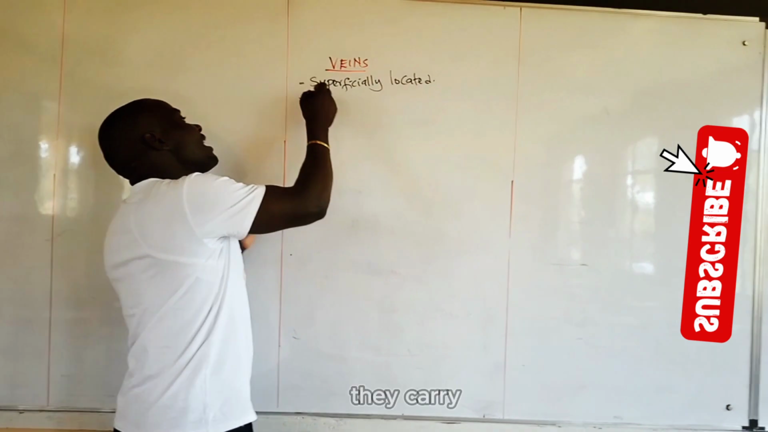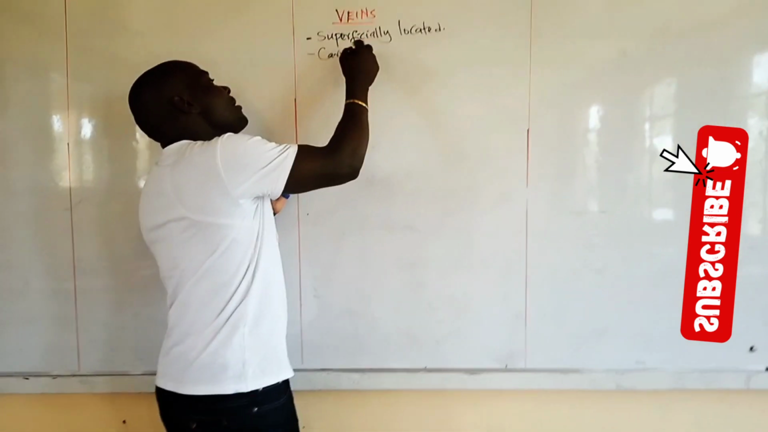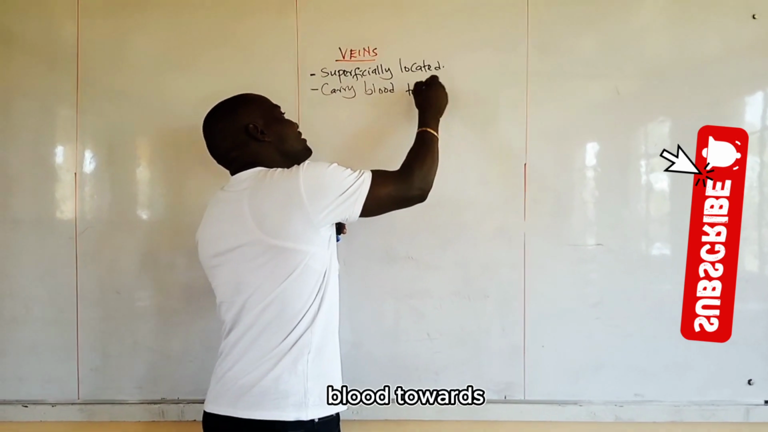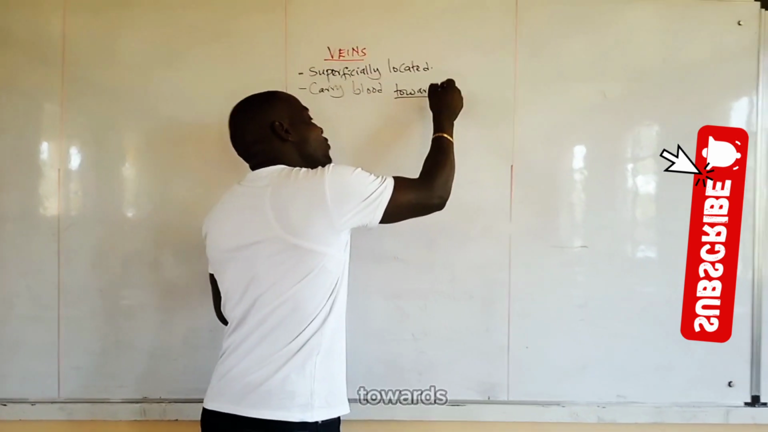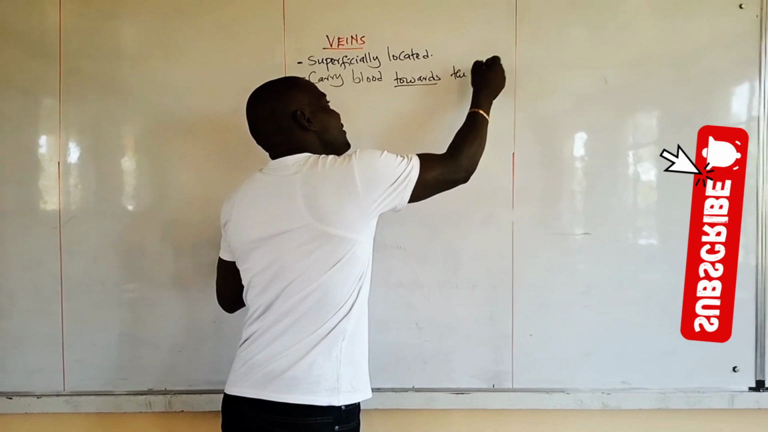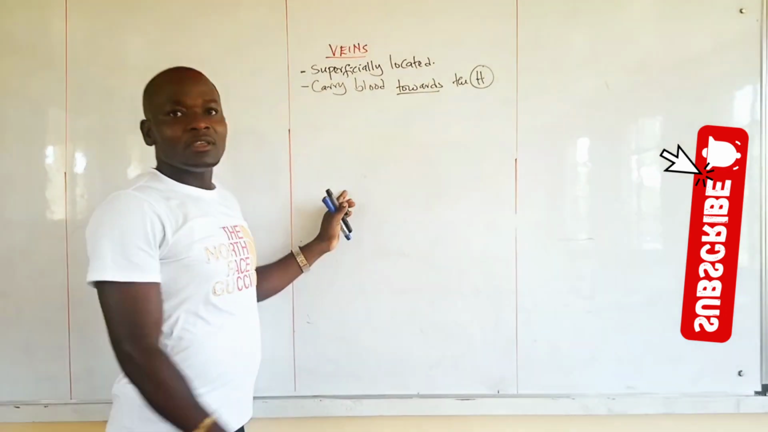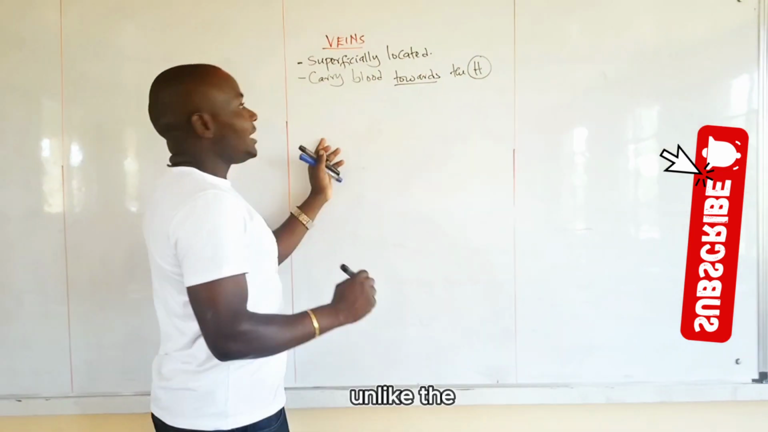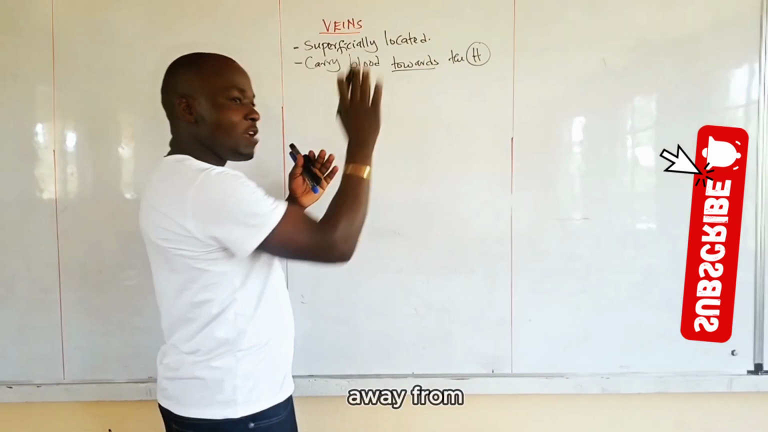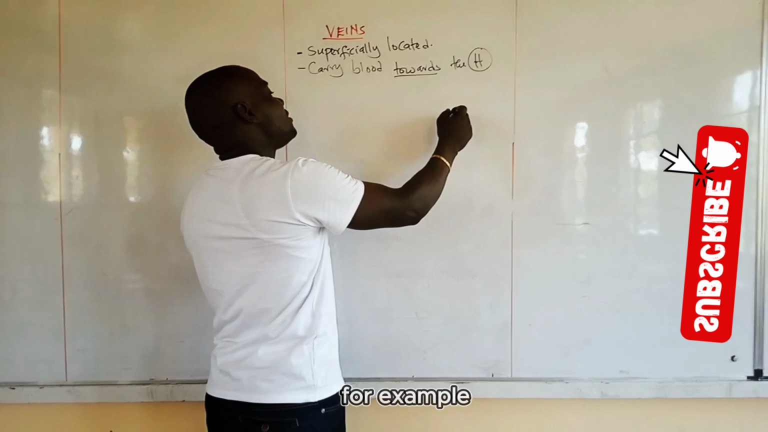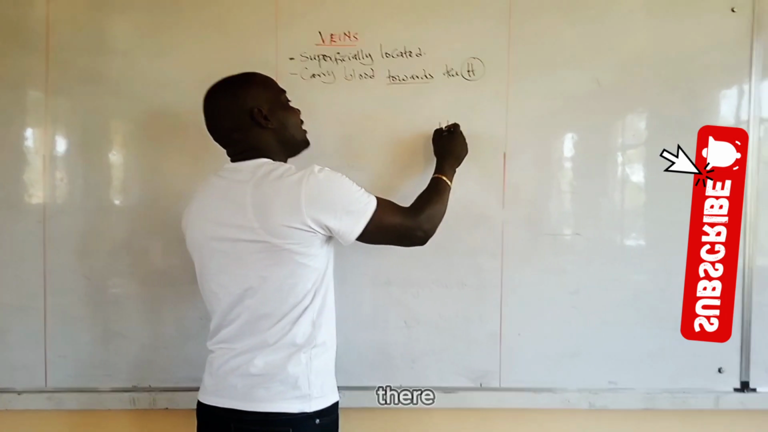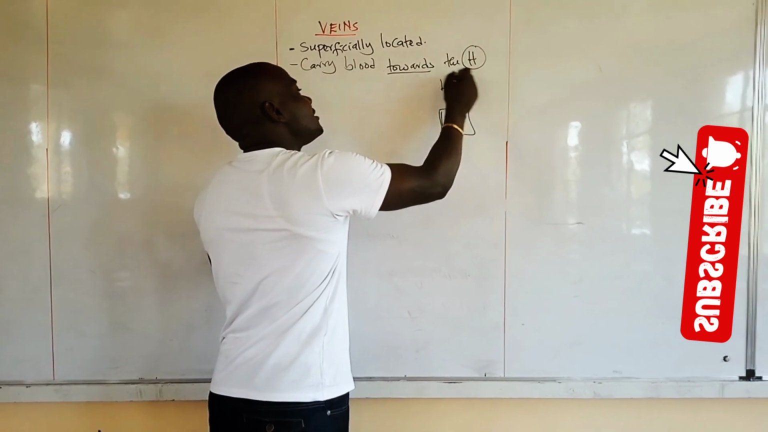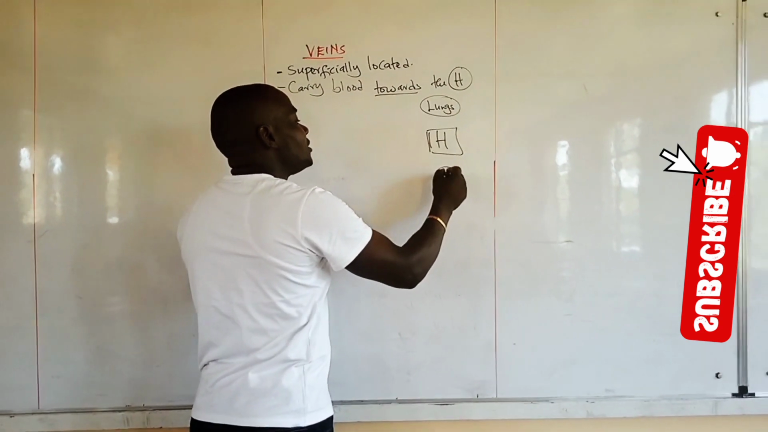Another thing is that they carry blood towards the heart. They carry blood towards the heart, unlike the arteries which carry blood away from the heart. An illustration, for example, we have the heart there, the heart, the lungs, and then the body.